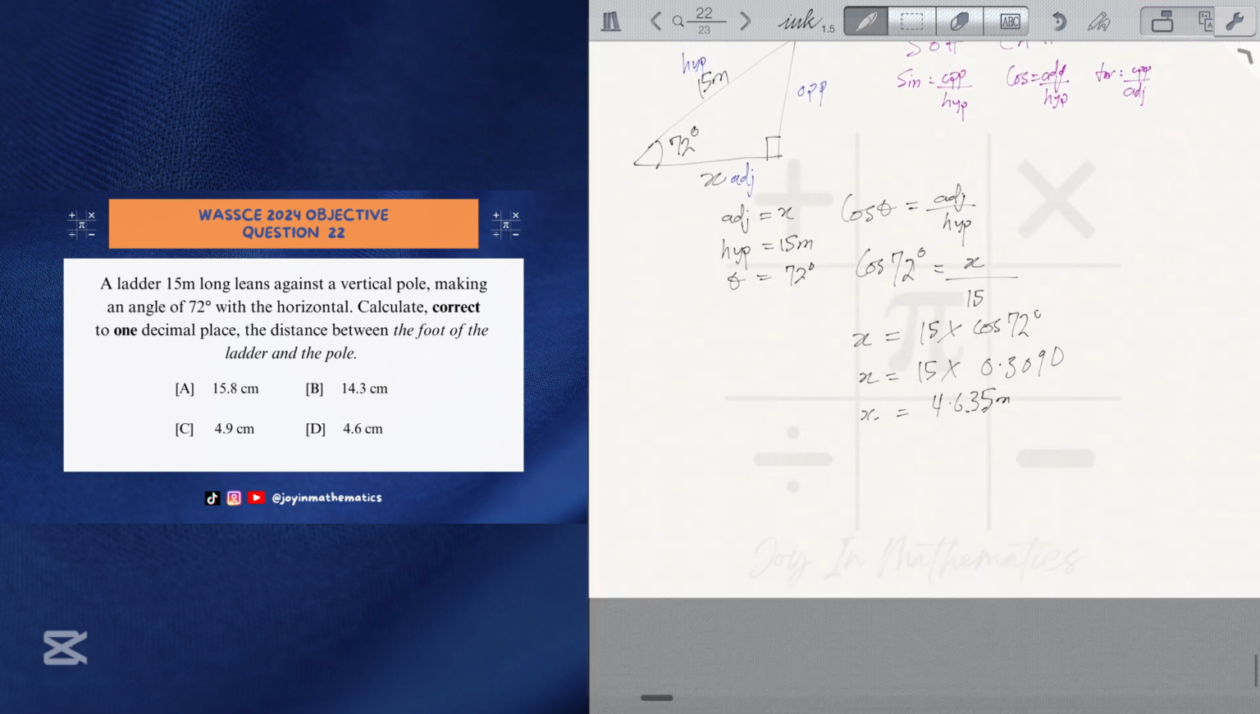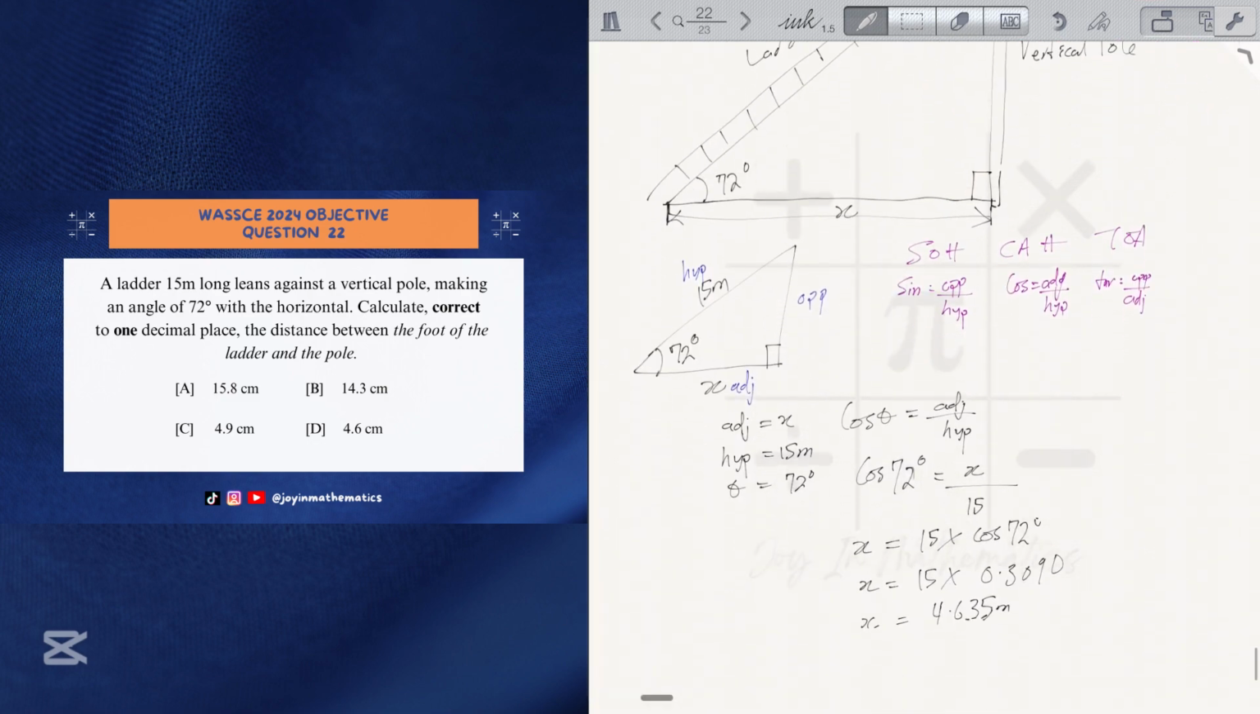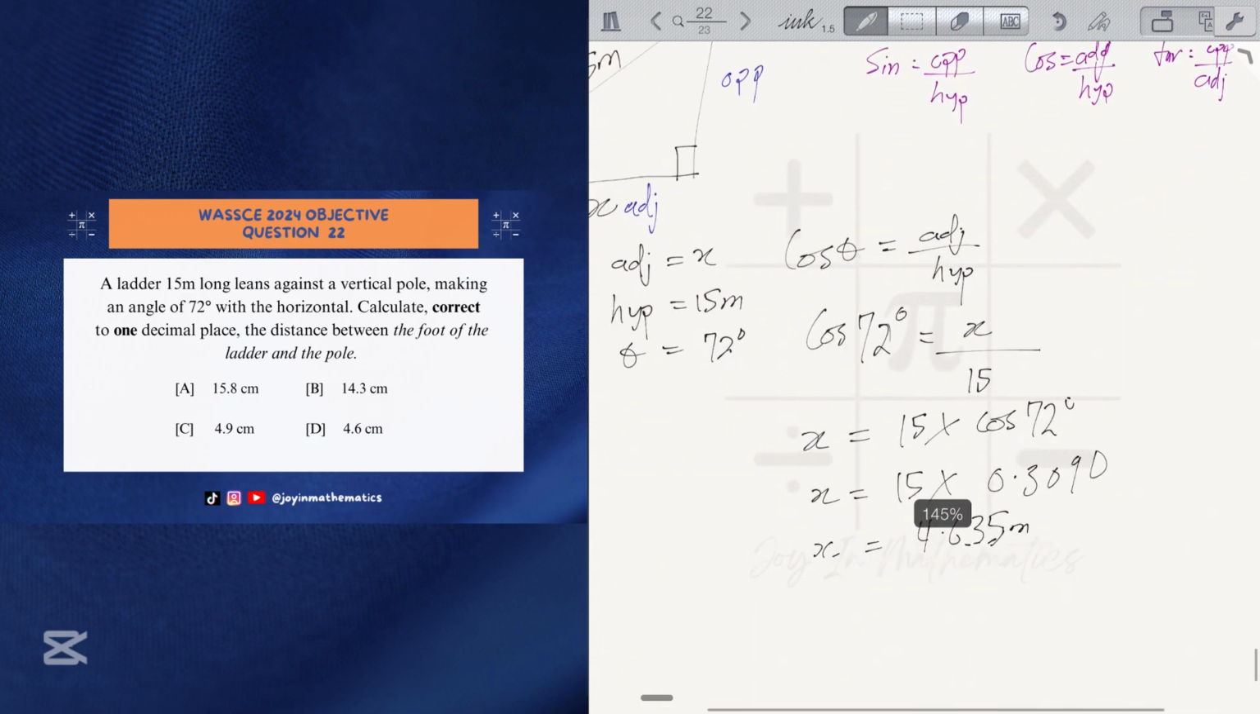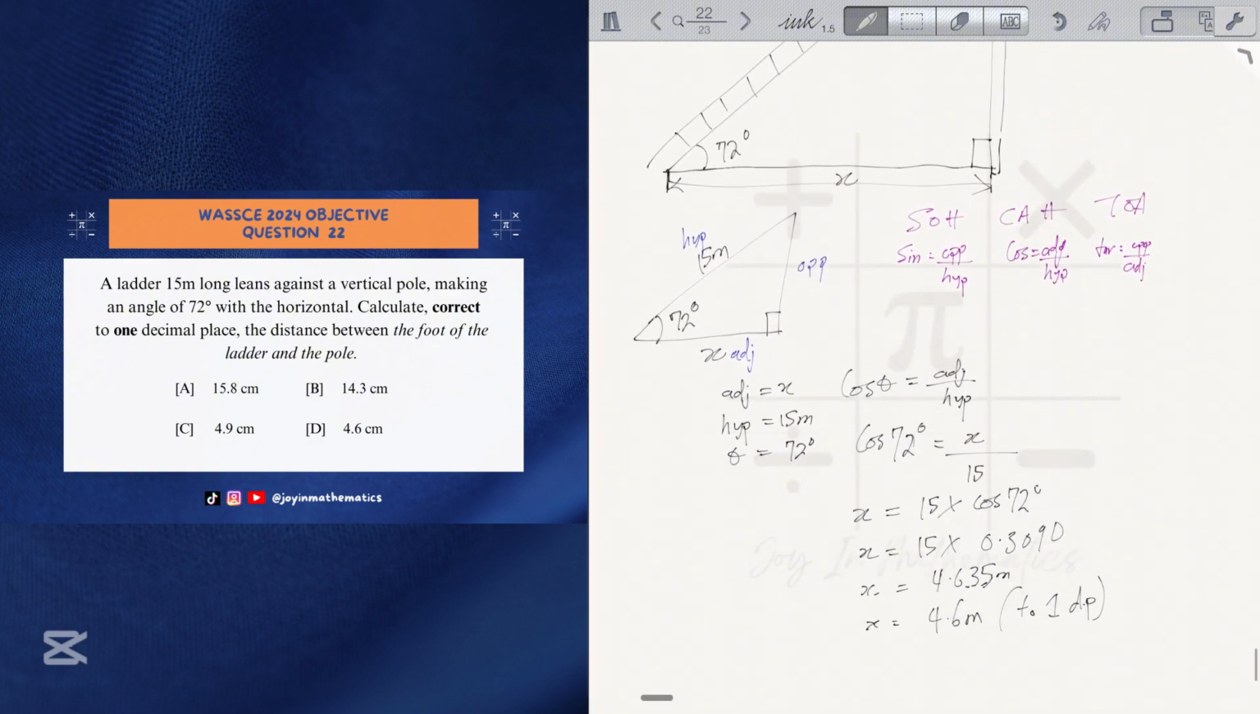Now the question says we should correct according to one decimal place. So if you correct this to one decimal place, we'll have 4.6 meters. So remember, all we did was SOHCAHTOA. Sine is equal to opposite over hypotenuse, cos is adjacent over hypotenuse, and tan is opposite over adjacent.